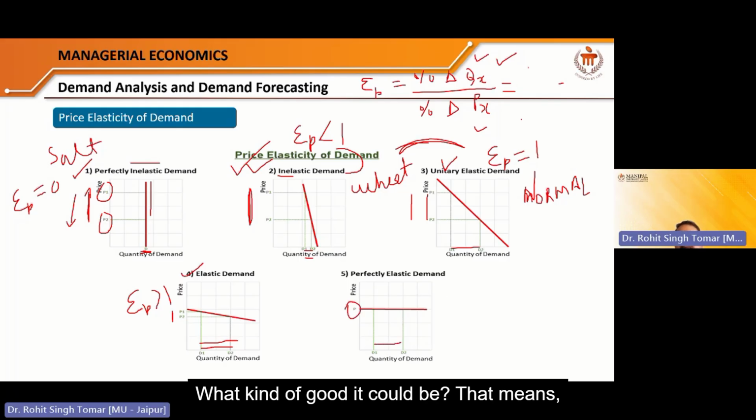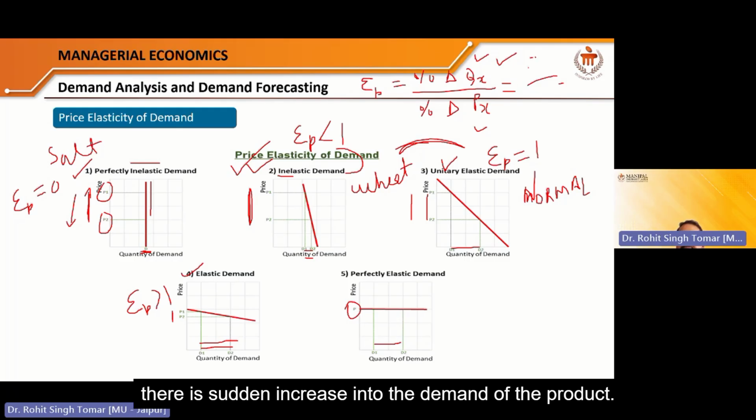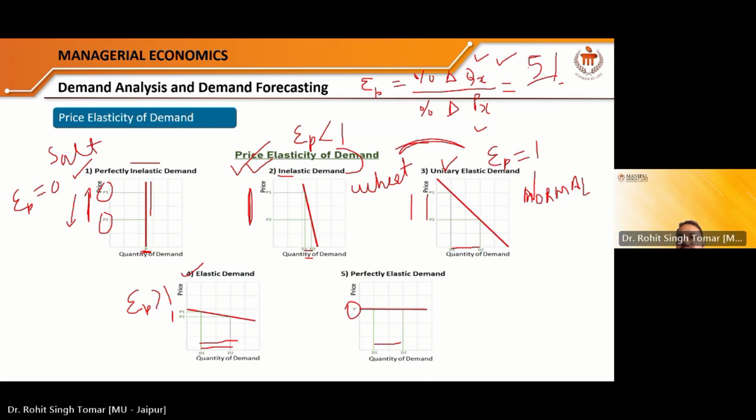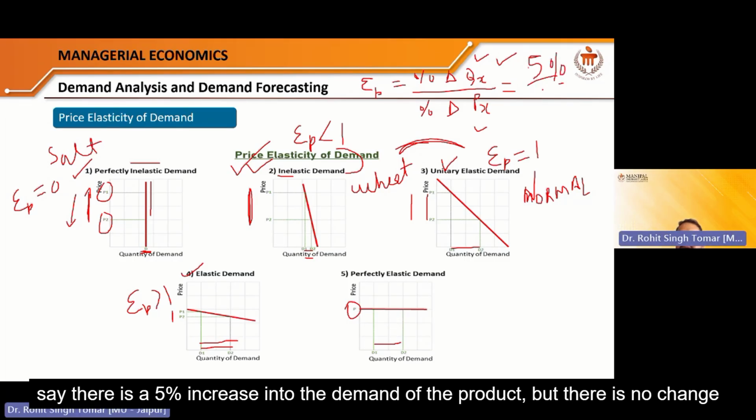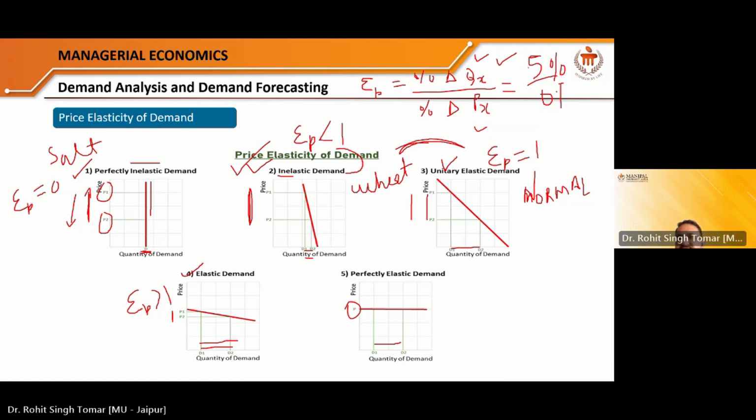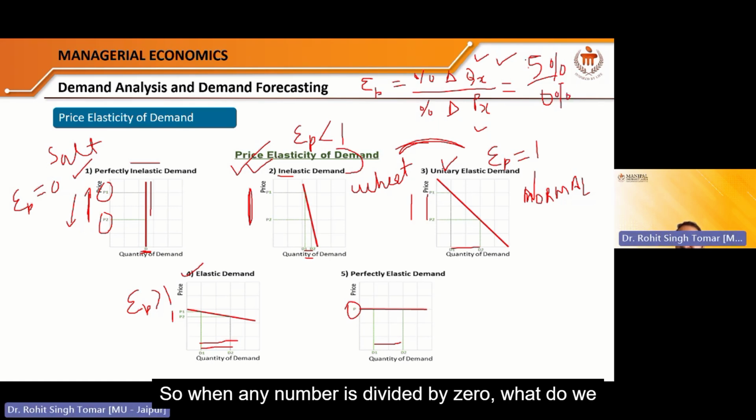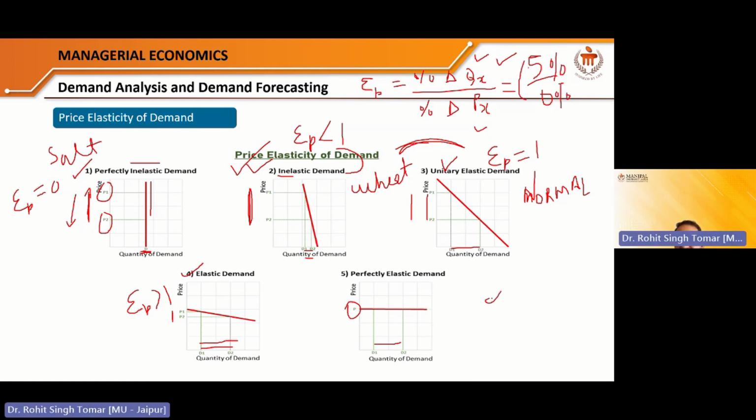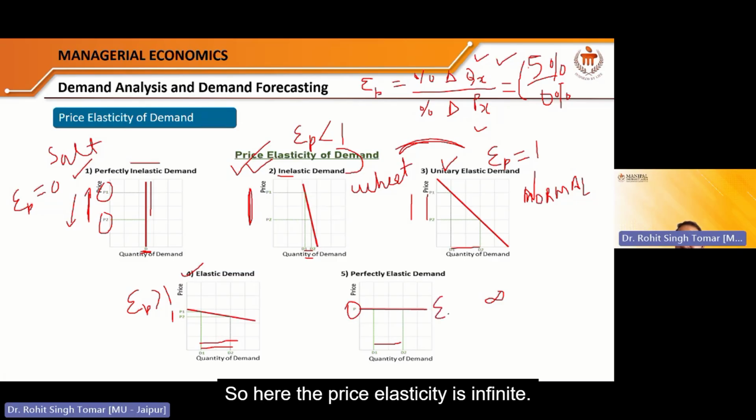What kind of good could it be? That means there is a sudden increase in the demand of the product, say a 5% increase, but there is no change in the price of the product. So when any number is divided by 0, what do we get? We get infinite. So here the price elasticity is infinite.